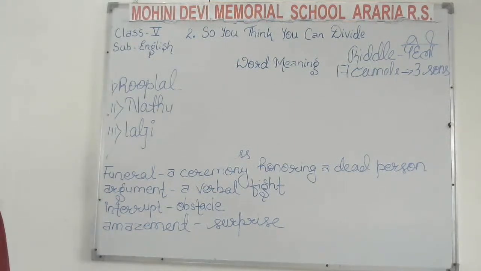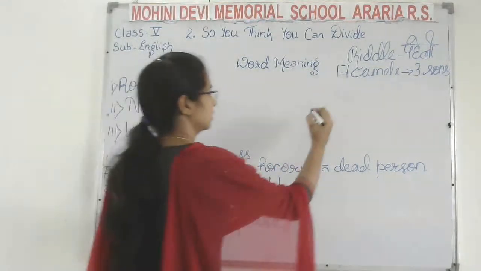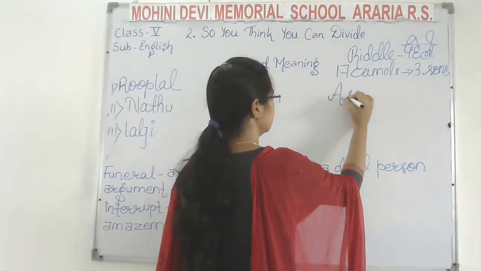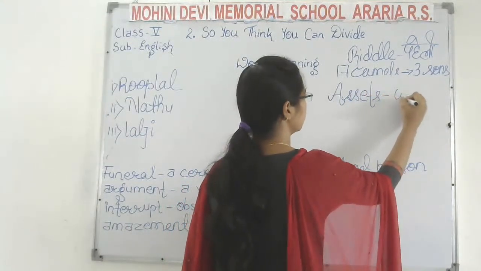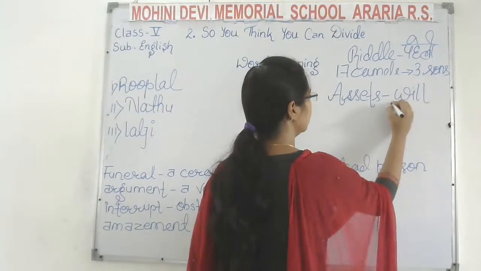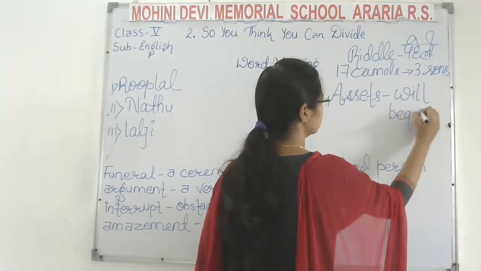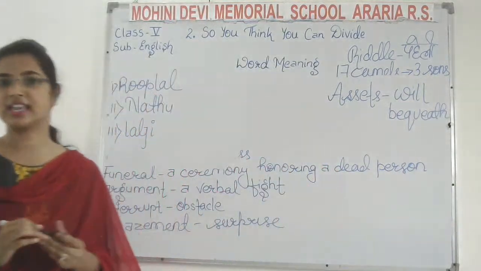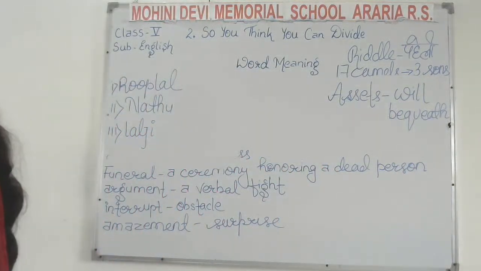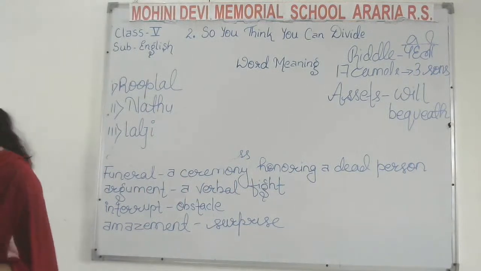A father left 17 camels as an asset for his 3 sons. Asset means will or bequest, or property.